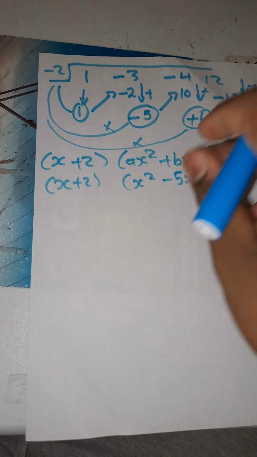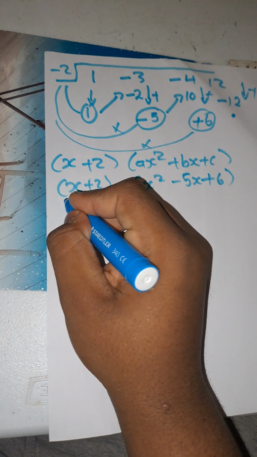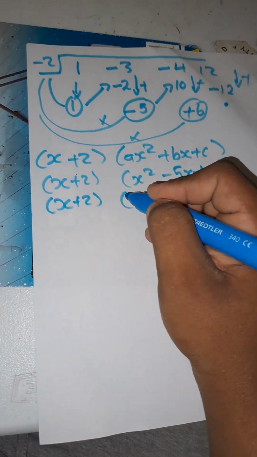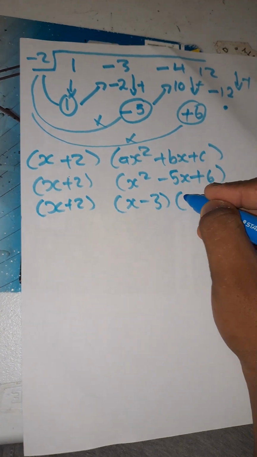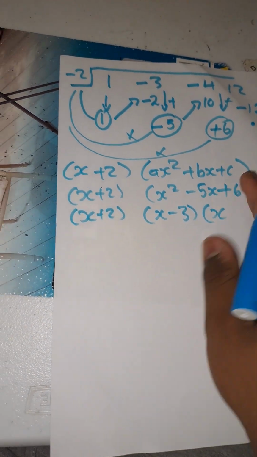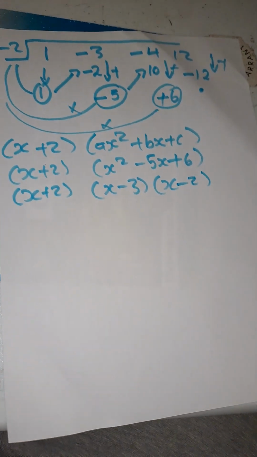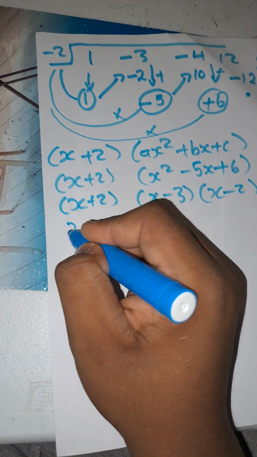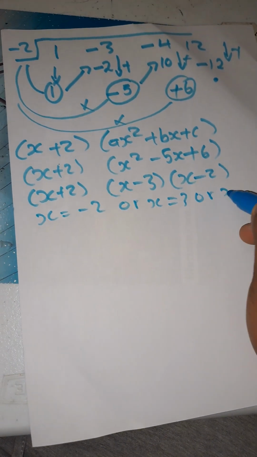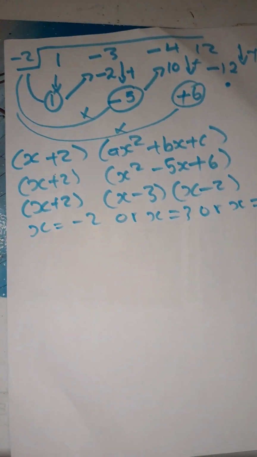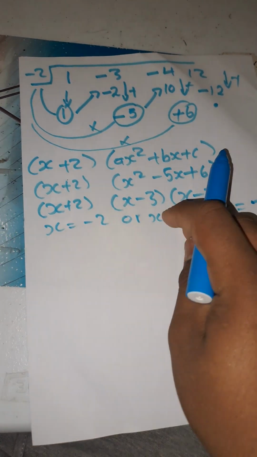You can use your quadratic formula, you can use everything. You're going to get the very same answers, guys. I'm not going to waste time. X plus 2, and then it is going to be x minus 3, and then what is the last answer? X minus 2 again. Because x equals minus 2, or x equals 3, or x equals 2. Remember, we have to get our roots. So 2, 3, minus 2.